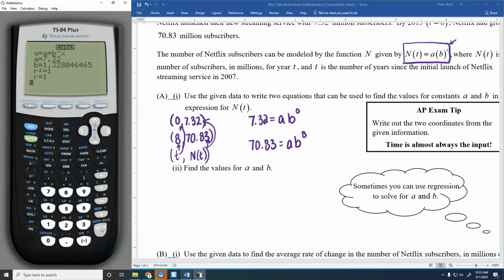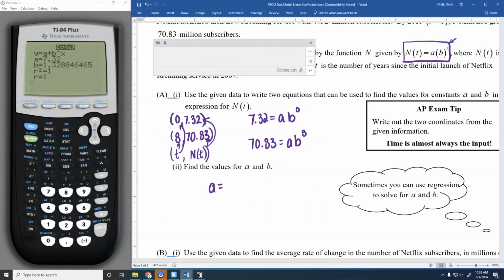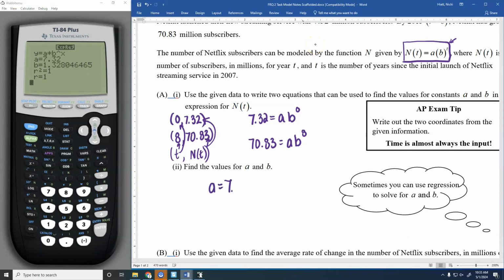And so A is 7.32 and B equals 1.328. Now, you want that stored in your calculator. You want to keep the whole decimal as far as working out problems, but as far as what you write down, 1.328 is fine for that.